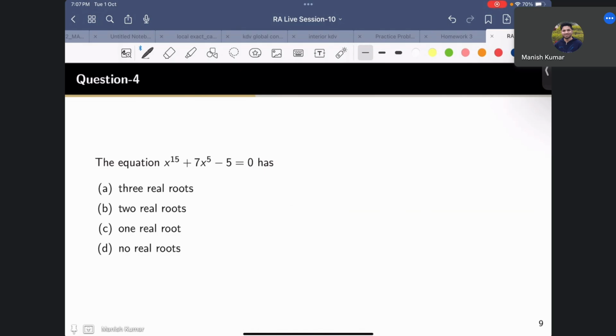This is an odd degree polynomial. Okay, so are you saying that an odd degree polynomial will have just one root? Is it? At least one real root. Yeah, at least one real root is there, correct.